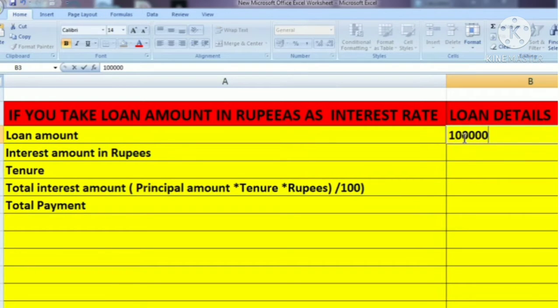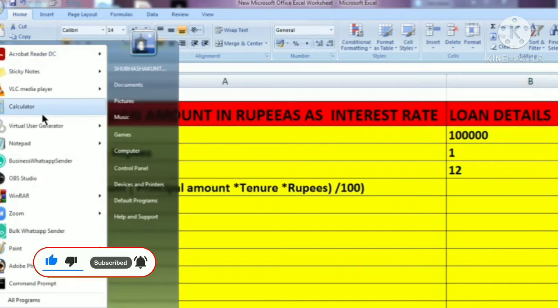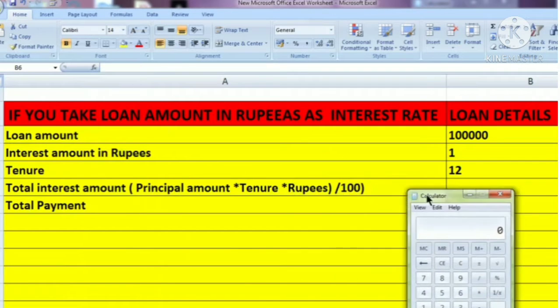Loan amount is 1 lakh rupees, and the interest rate, as I told, is 1 rupee, and the tenure is 12 months. Here I took only 1 year. And for the total interest amount, how exactly do we calculate it? There is one formula. So take a calculator and we will calculate that. Here we have to take the first.